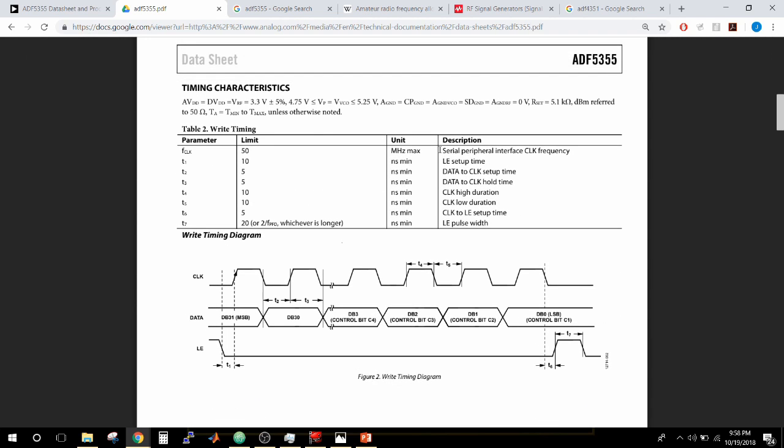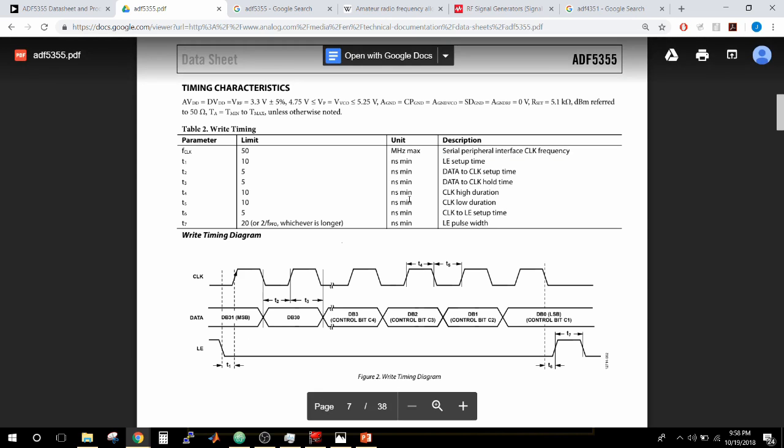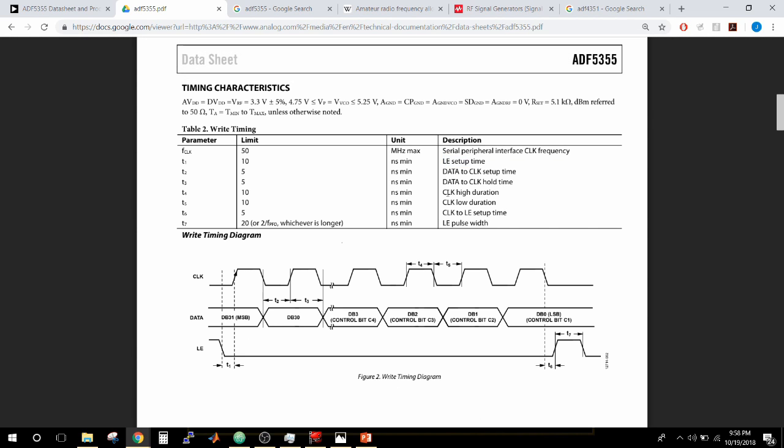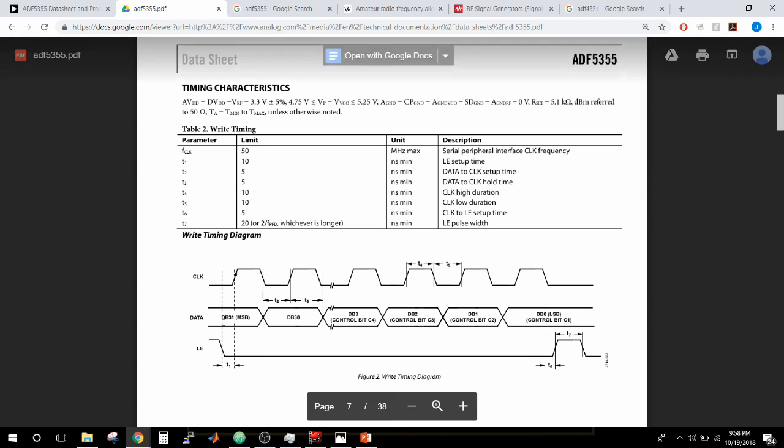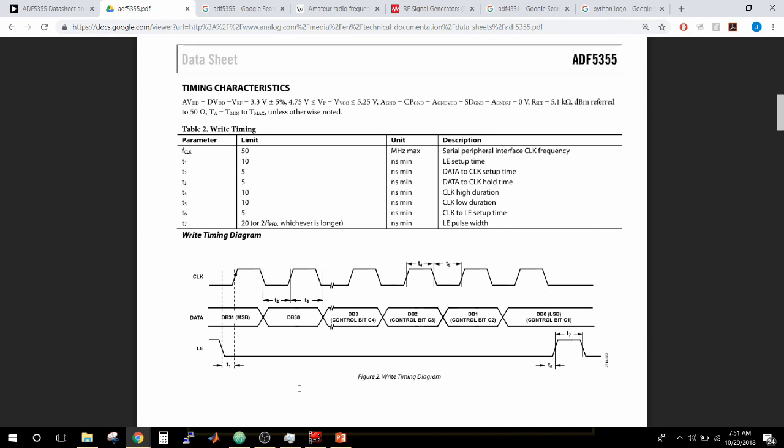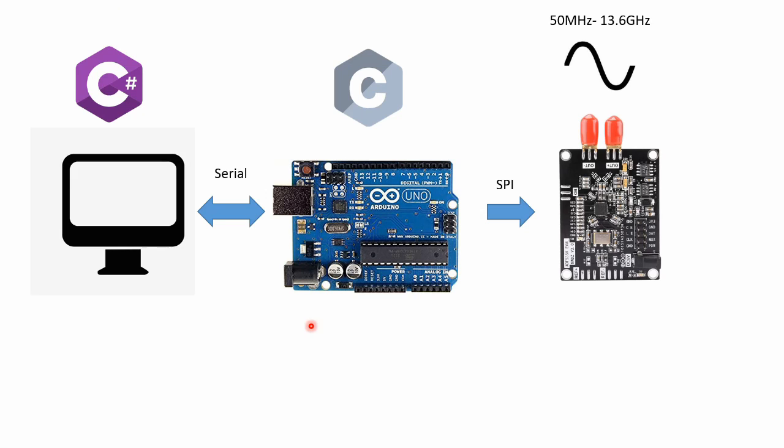It uses an SPI interface with a latch enable, a data line, and a clock line. The latch engages, the clock starts counting, and the data gets sent to the device. So now I'll show you how I achieved that communication. It starts with a graphical user interface written in C#, where all of the device parameters are set and then sent to an Arduino over a serial bus. From there, the Arduino converts the register information to an SPI protocol to be read by the synthesizer.